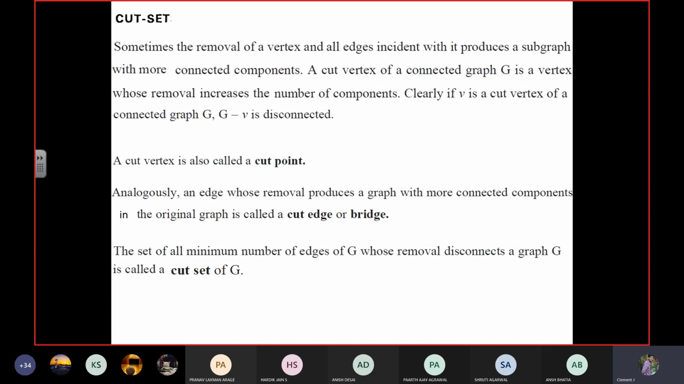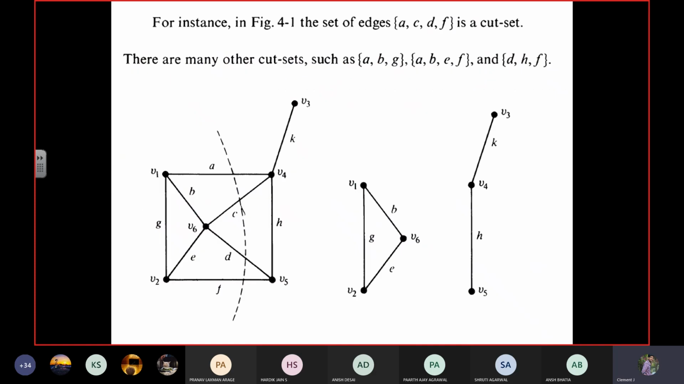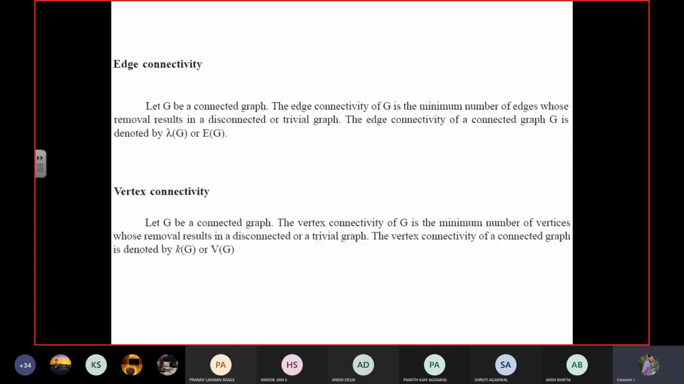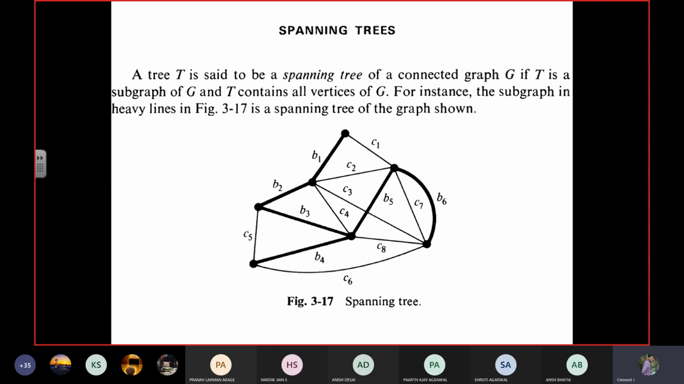Another concept we discussed is edge connectivity and then vertex connectivity, which concern reducing the number of edges and the number of vertices respectively in the removal. That concept is called edge connectivity and vertex connectivity respectively. These are the topics we discussed majorly in the previous session. Now we can enter into another topic, that is spanning tree.